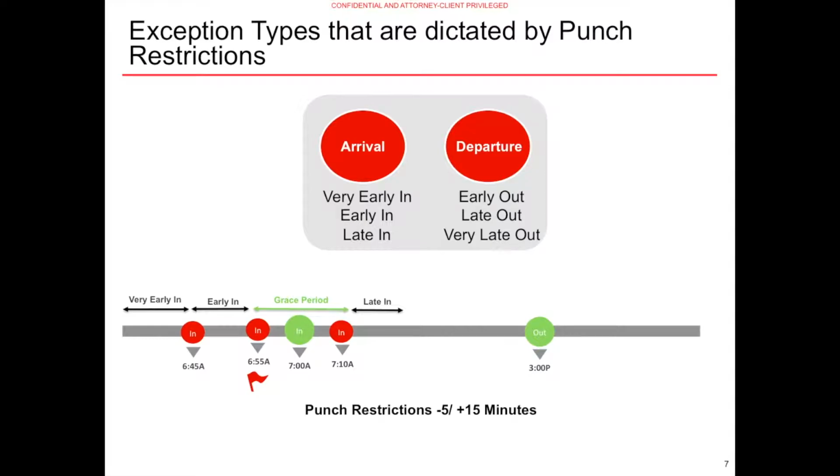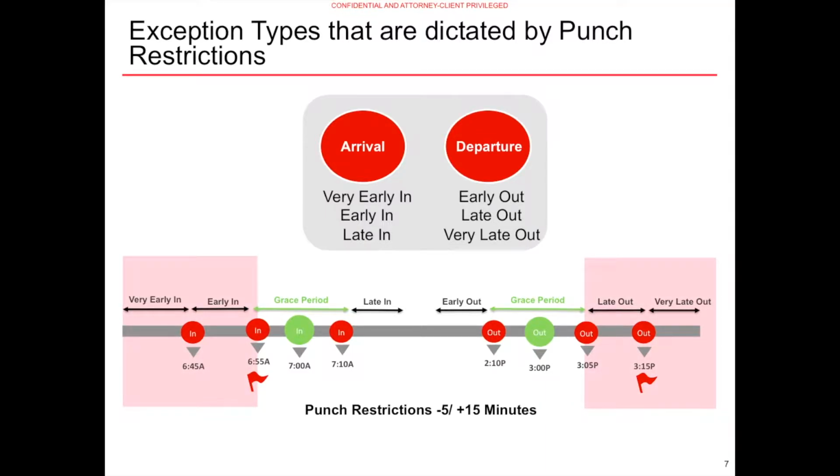If their scheduled clock-out time is 3 p.m., the employee is able to punch out with no exceptions 10 minutes early to 5 minutes late. If they punch out more than 10 minutes early, they will receive an early-out exception. If an employee punches out between 5 and 15 minutes late, this will result in a late-out exception. At 15 minutes, a manager override is required for an employee to punch out, and will result in a very late-out exception.